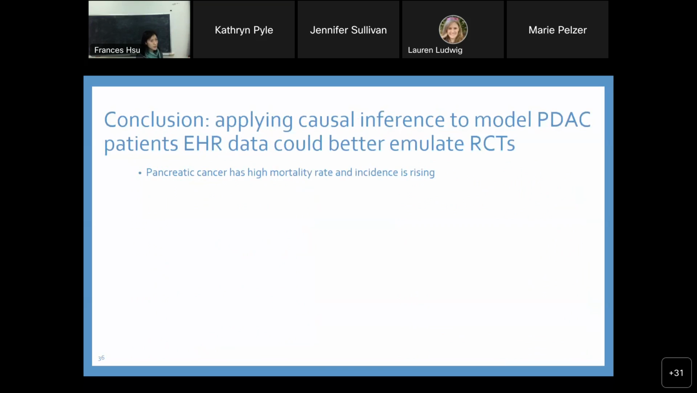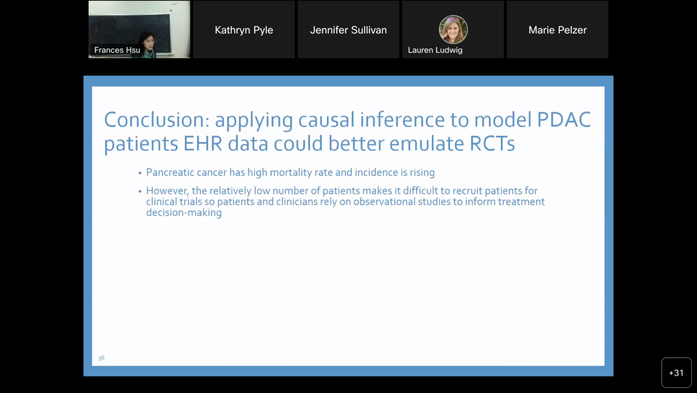So in conclusion, applying causal inference to model PDAC patients' EHR data could better emulate RCTs. Pancreatic cancer has a high mortality rate and incidence is rising. However, the relatively low number of patients makes it difficult to recruit patients for clinical trials, so patients and clinicians rely on observational studies to inform treatment decision-making. When a trial becomes available, sometimes it conflicts with previous observational studies.